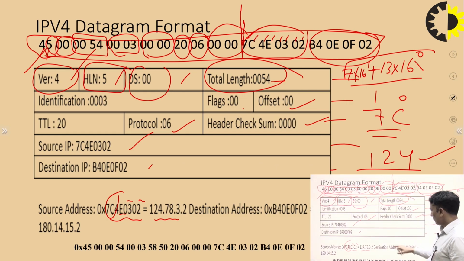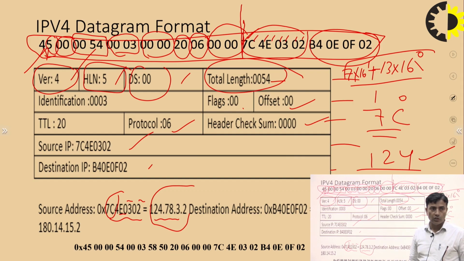124. Similarly here, 4E gives 78 in decimal notation. Similarly this 03 gives 3 in decimal, so 3 is written here, and 02 is written as 2 in decimal. That is given here. So in dotted decimal notation, this is 124.78.3.2. This is the source IP. Similarly, 180.14.115.2 is the destination IP.